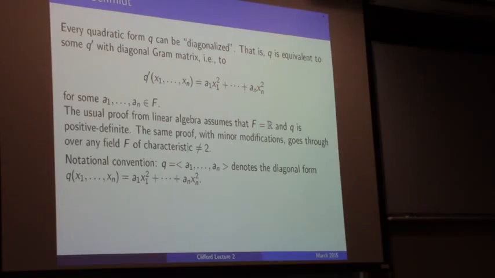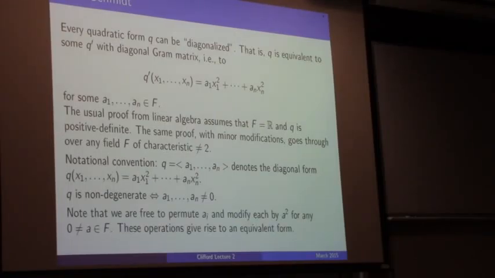So the notational convention is that this form here is denoted like that. Q is non-degenerate simply means that all the coefficients are non-zero. And again, we are only interested in these forms up to equivalence. So in particular, if we permute the a_i's or modify any of them by a square in F, that will give us an equivalent form.